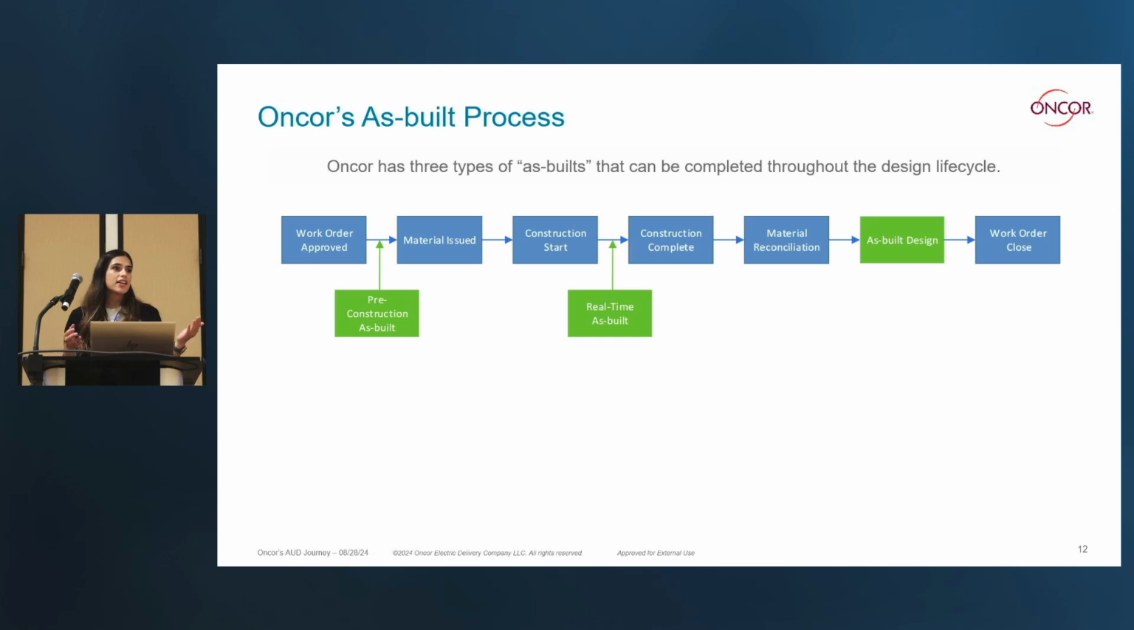So in an ideal state, we'll get all the material reconciled of what actually was used. We'll get all the napkins, all the extra sticky notes, text messages from the crews that say, here's what we did that was different than your design. And then the designer will go in and update that information, and then route that work order to close.